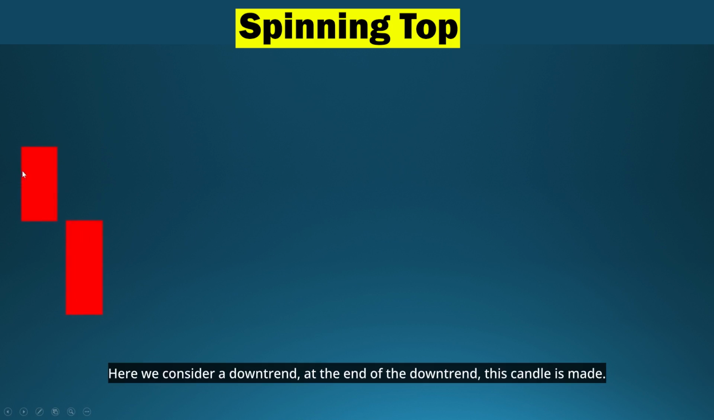Here we consider a downtrend. At the end of the downtrend, this candle is made. As you can see here, like in the previous videos, I drew this candle in white color because its color has no effect on its work. That is, it can be a green candle or a red candle, it doesn't matter. But if at the end of the downtrend a green candle is made, it has more credibility, just like the shooting star, hanging man, hammer, and inverted hammer.